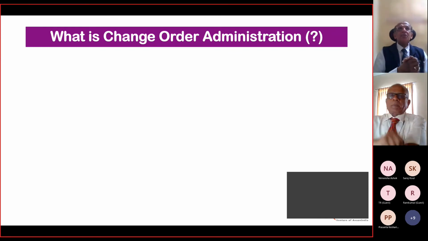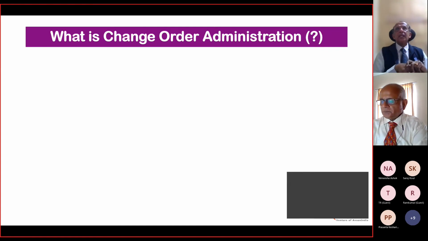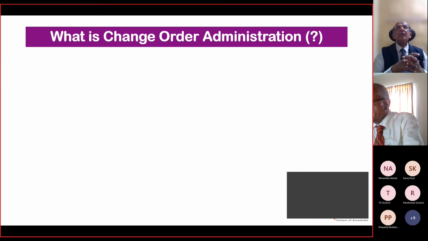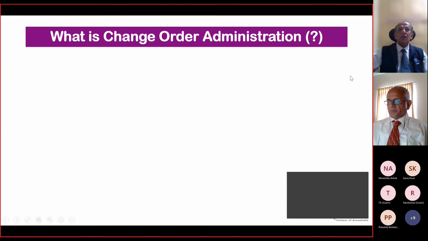However well conceived the project is, there can be issues which can come up which are beyond the scope of the owner as well as the contractor. And it has to be accommodated for the benefit of the contract, so as to continue with the performance of the contract. So let's see the change order in more detail.